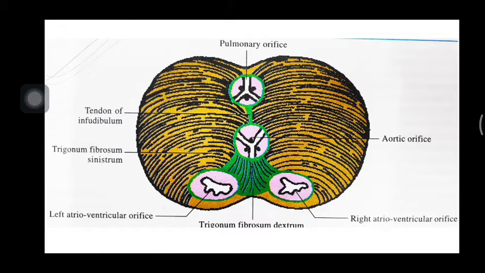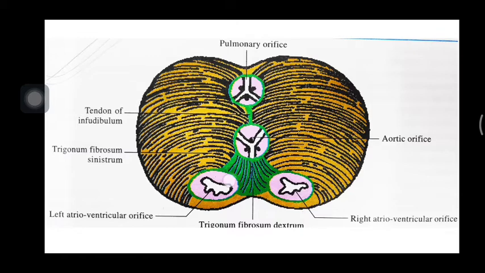So what is fibrous skeleton? It is a complex framework of dense collagen. That's the most important word. It's a dense collagen that forms four fibrous rings: 1, 2, 3, and 4. They form the four fibrous rings that surround the orifices of the valves.